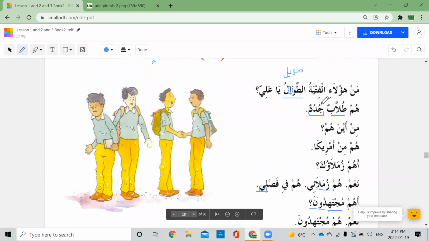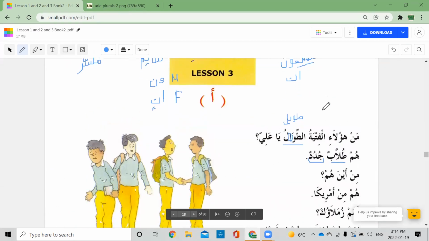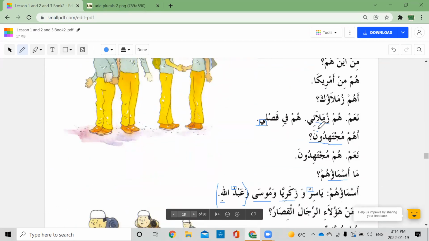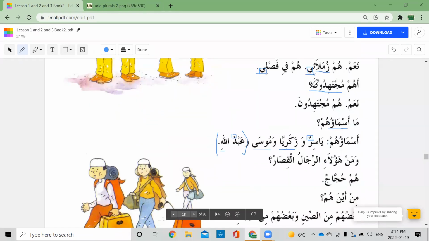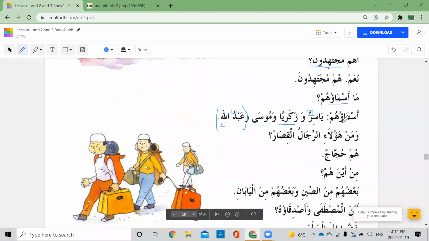So this was an easy lesson. All we're learning in this lesson are some plural words, right? Zumala, and this ka is for the attached pronoun, the personal pronoun, your classmates, and then here there's a ya attached, so my classmates, and then mujtahiduna is a sound plural. Asma'uhum, what do you think? Is this a sound plural or... Yes? Is there a question?